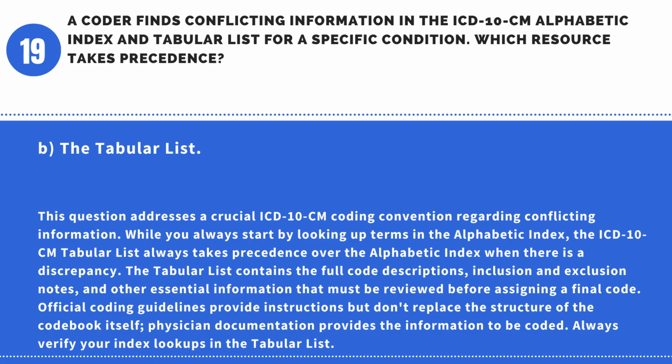The tabular list contains the full code descriptions, inclusion and exclusion notes, and other essential information that must be reviewed before assigning a final code. Official coding guidelines provide instructions but don't replace the structure of the codebook itself. Physician documentation provides the information to be coded. Always verify your index lookups in the tabular list.